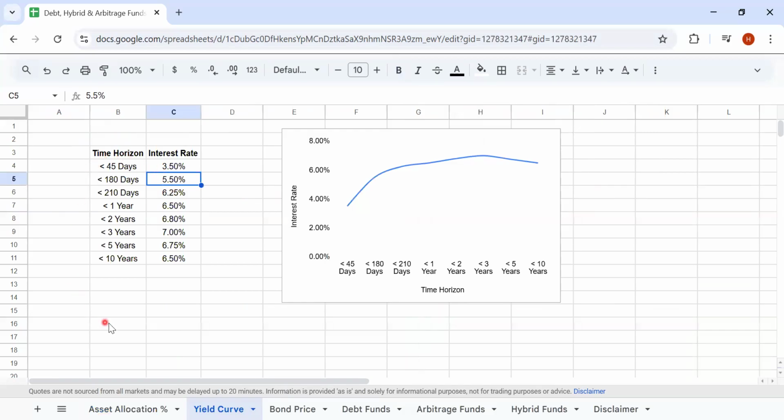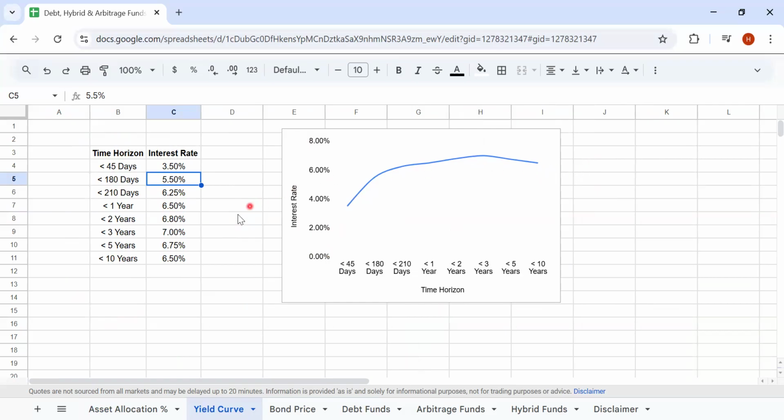So this is the fixed deposit rates of SBI, and these are the time horizons. I've just plotted the time horizon with the interest rates here. This is called a yield curve, which you typically hear in the newspapers, right? So basically, depending on your time horizons, you have to invest.